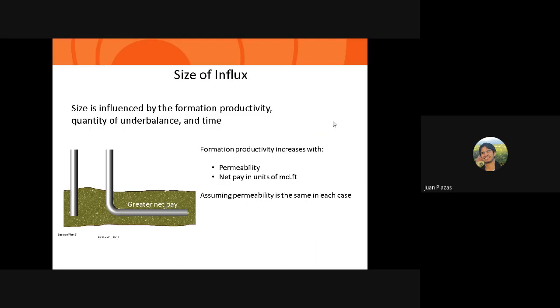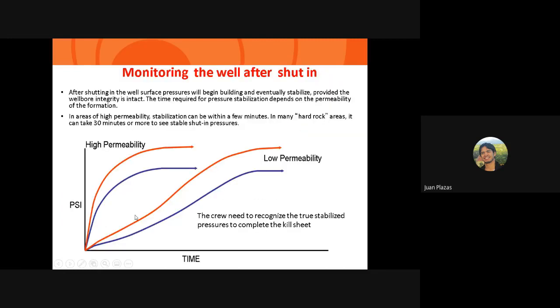So what we have here are two different wells, and assuming the same permeability in both scenarios, in this horizontal well we expect more influx because the net pay area is greater than in this vertical well. Permeability also impacts, as I said before, how fast the pressure stabilizes.